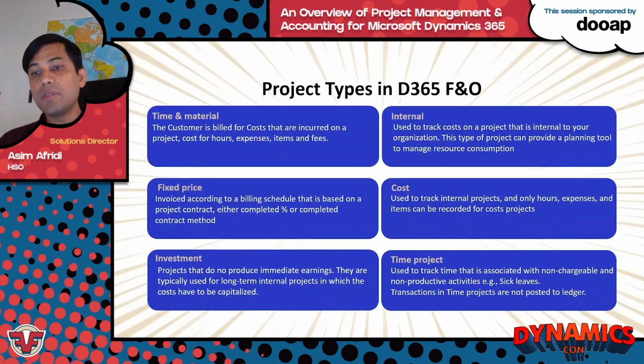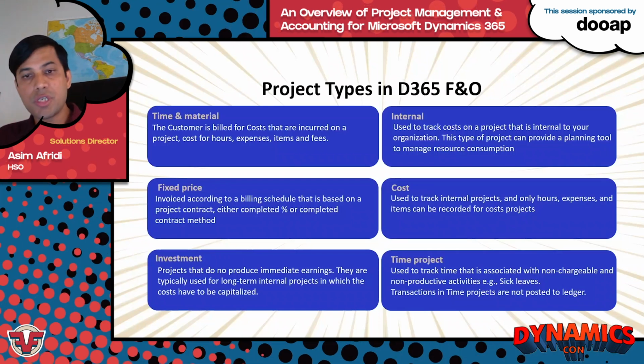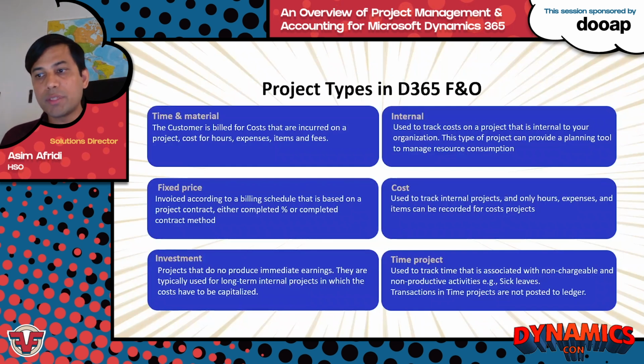Cost projects are typically used to track internal projects, and only hours, expenses, and items can be recorded on them. Unlike investment projects, cost projects cannot be capitalized to balance sheet items. Time projects, which is the last one mentioned here, are used to track time that is associated with non-chargeable and non-productive activities, such as sick time for workers on a project. So the transactions in time projects aren't posted to the ledger.